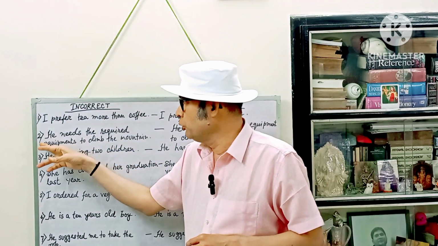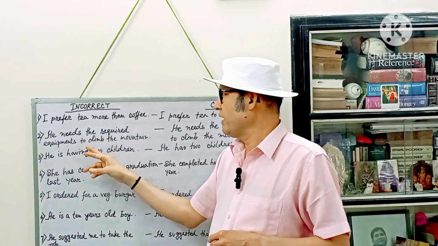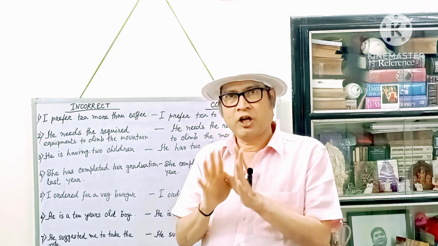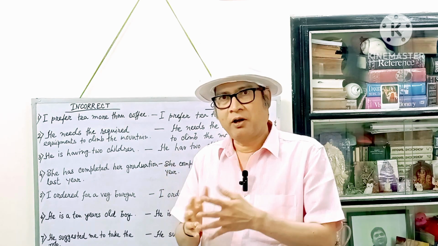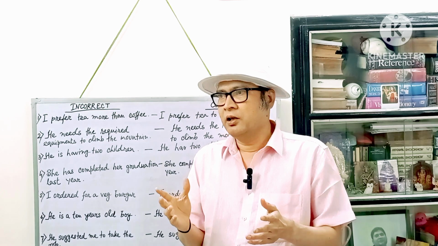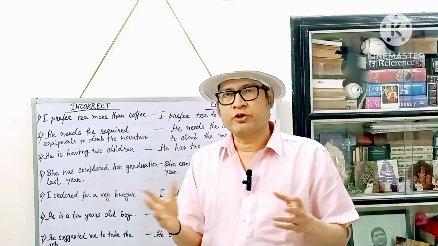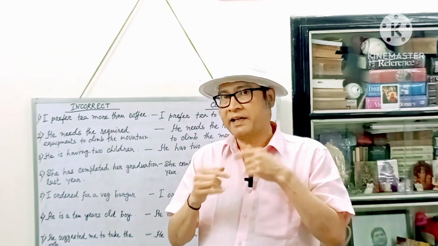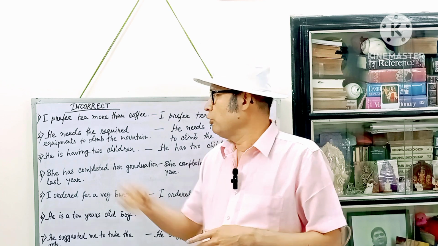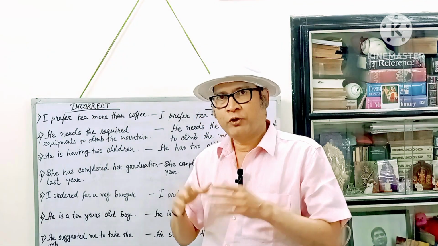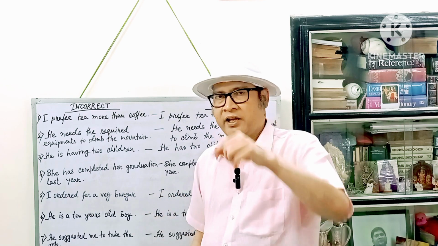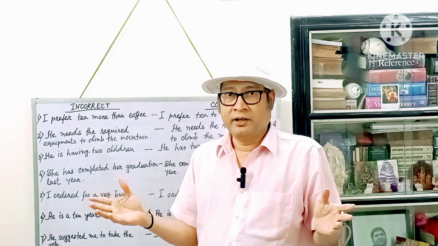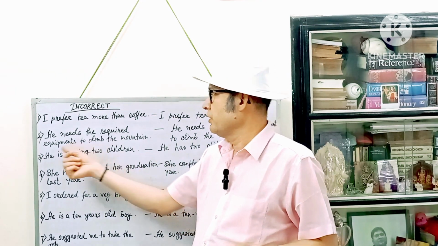Okay. Number two, he needs the required equipments to climb the mountain. To climb the mountain, you need some equipments. Otherwise, it is not possible for you to climb the mountain. If you ask any climber, the climber will tell you what sort of equipments are required. Now, I'm actually speaking wrong English so that I can tell you where the error is. Can you spot the error in this sentence? If you can, please mention that in the comment box. And if you do not know it, don't worry. I'm there to help you out, my dear friends.